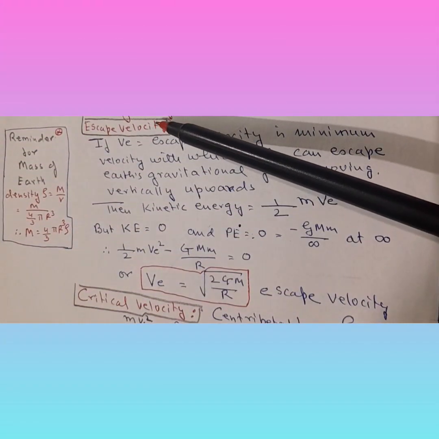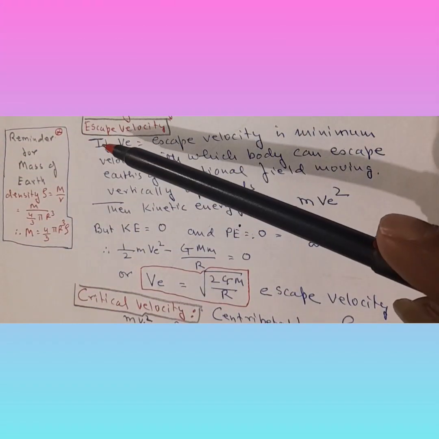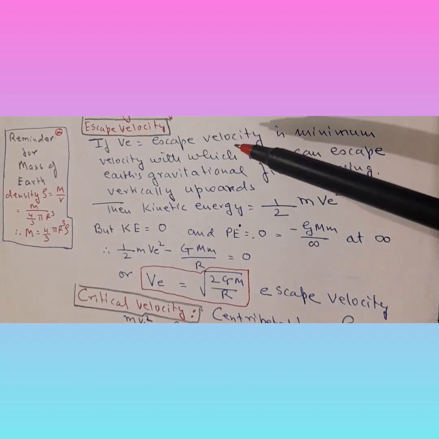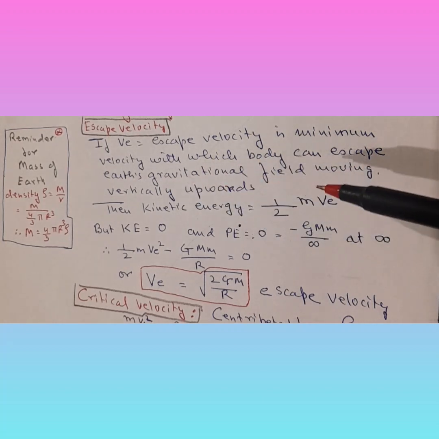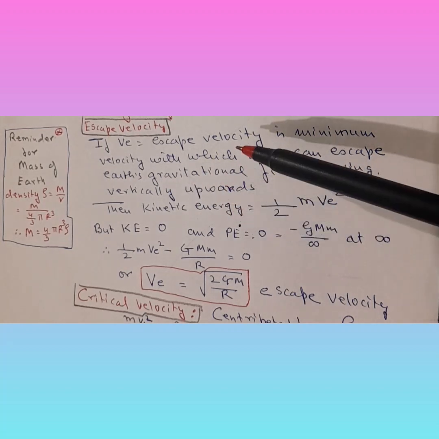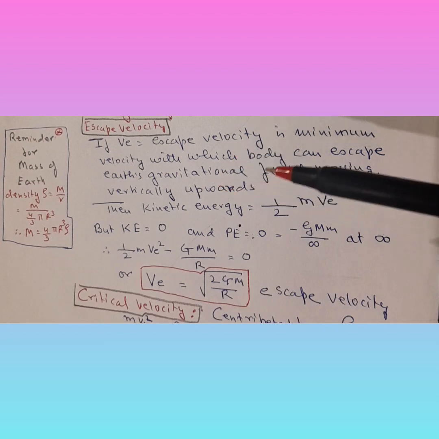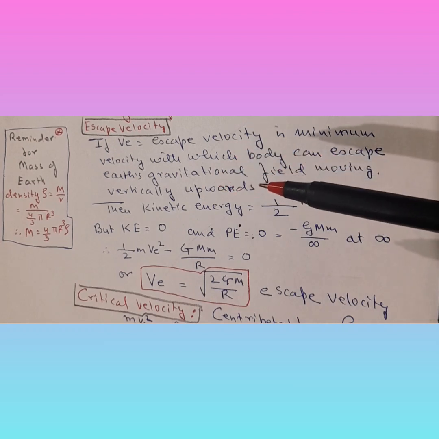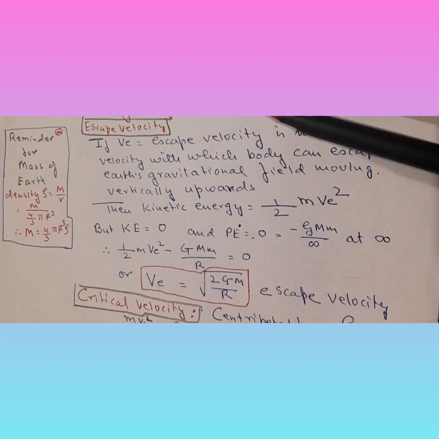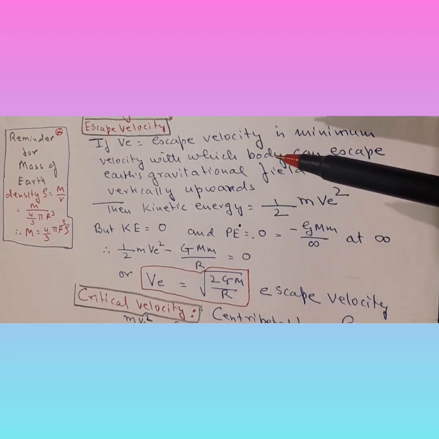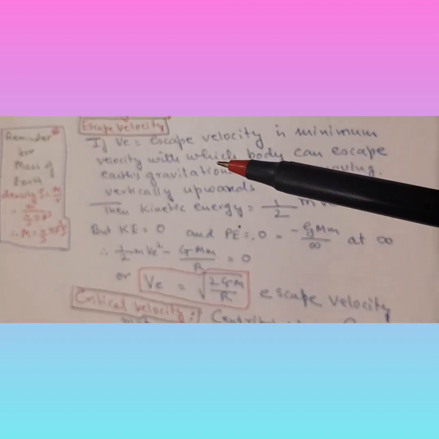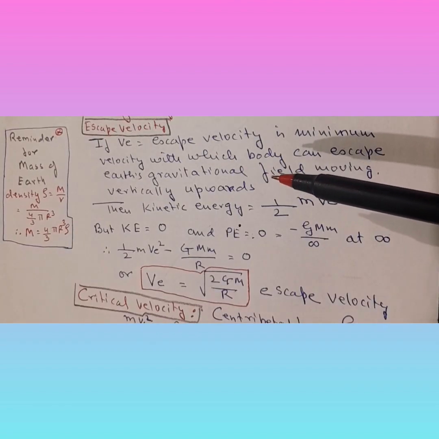Let's understand escape velocity. If VE is equal to escape velocity, it is the minimum velocity with which a body can escape Earth's gravitational field moving vertically upwards. So what is escape velocity? Escape velocity is the minimum velocity that's required for a body to escape against Earth's gravitational field moving vertically upwards. So that's what is VE, that is escape velocity.